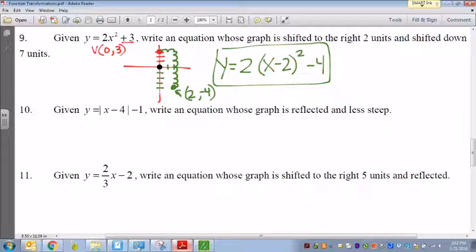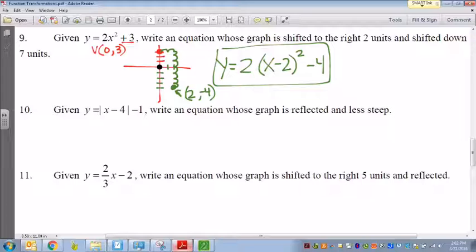Let's go ahead and take a quick look at number 10 here. Given the function, y is the absolute value of x minus 4, minus 1. Write an equation whose graph is reflected and less steep. Here's what's important. This is called an absolute value function. It's very similar to a parabola.